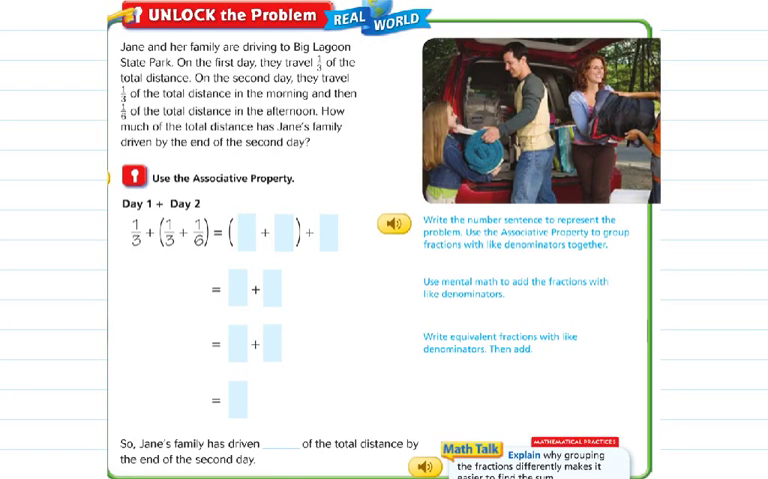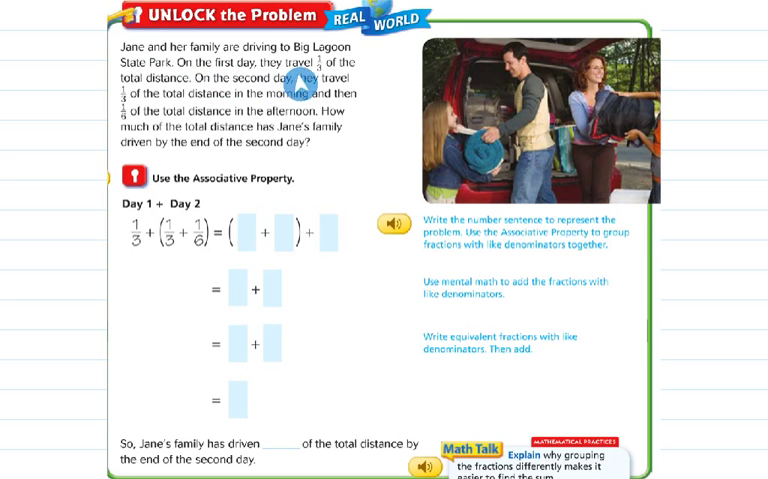Students, in lesson 6.10, we are going to use properties of addition to help us add fractions with unlike denominators. So we're going to start with a real world unlock the problem and read about Jane and her family. Jane and her family are driving to Big Lagoon State Park.